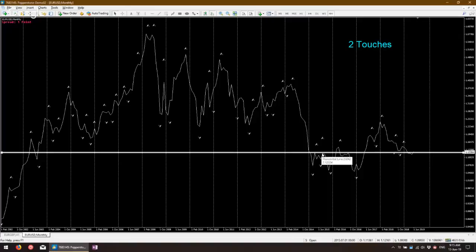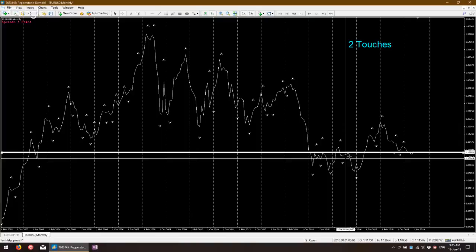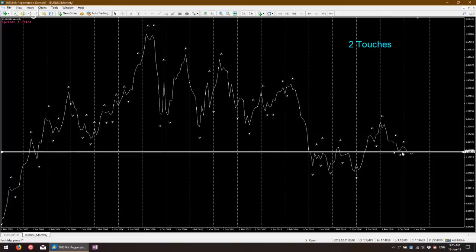Like here, we have many touches around here, then it broke. Then now it touched back again. Then here we can see that it broke. Now it's pulling back to there. So that is a really important zone. Many touches in the monthly chart. So that is the first step. So the first step is we also define these ones.